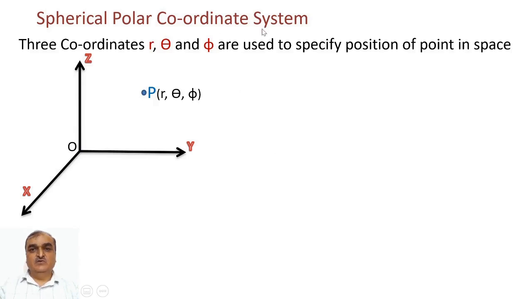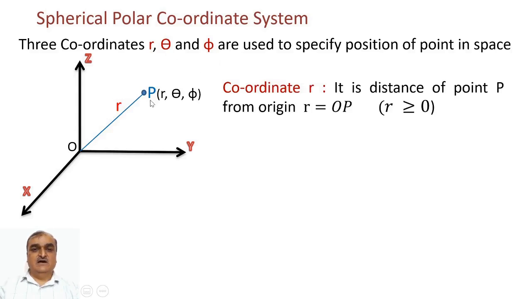Let us see. In the spherical polar coordinate system, the three coordinates r, theta, and phi are used to specify the position of a point in space. Let us see what r, theta, and phi are. This r is the distance of point P from the origin. That is, this OP is the r coordinate. The value of r varies from 0 to infinity. When point P is at the origin, the value of r is 0, and as the point goes away from the origin in any direction in three-dimensional space, the value of r increases.